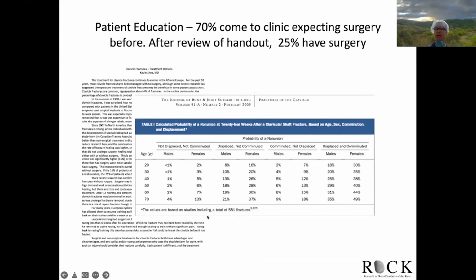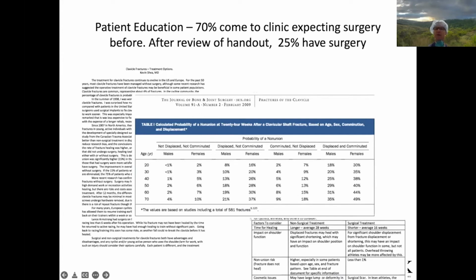And this is part of my handout where I show them this table. And I'll just give you some numbers here. If you're a 20-year-old with a non-displaced fracture, either male or female, you've got a 98% chance of healing. Now, if it's displaced and comminuted, a male has an 18% chance of not healing, and a female has a 30%. Now, if you go up to age 70 down here, the male has a 35% and the female has a 49% chance of not healing. So I think this type of data is very helpful to get in front of patients.